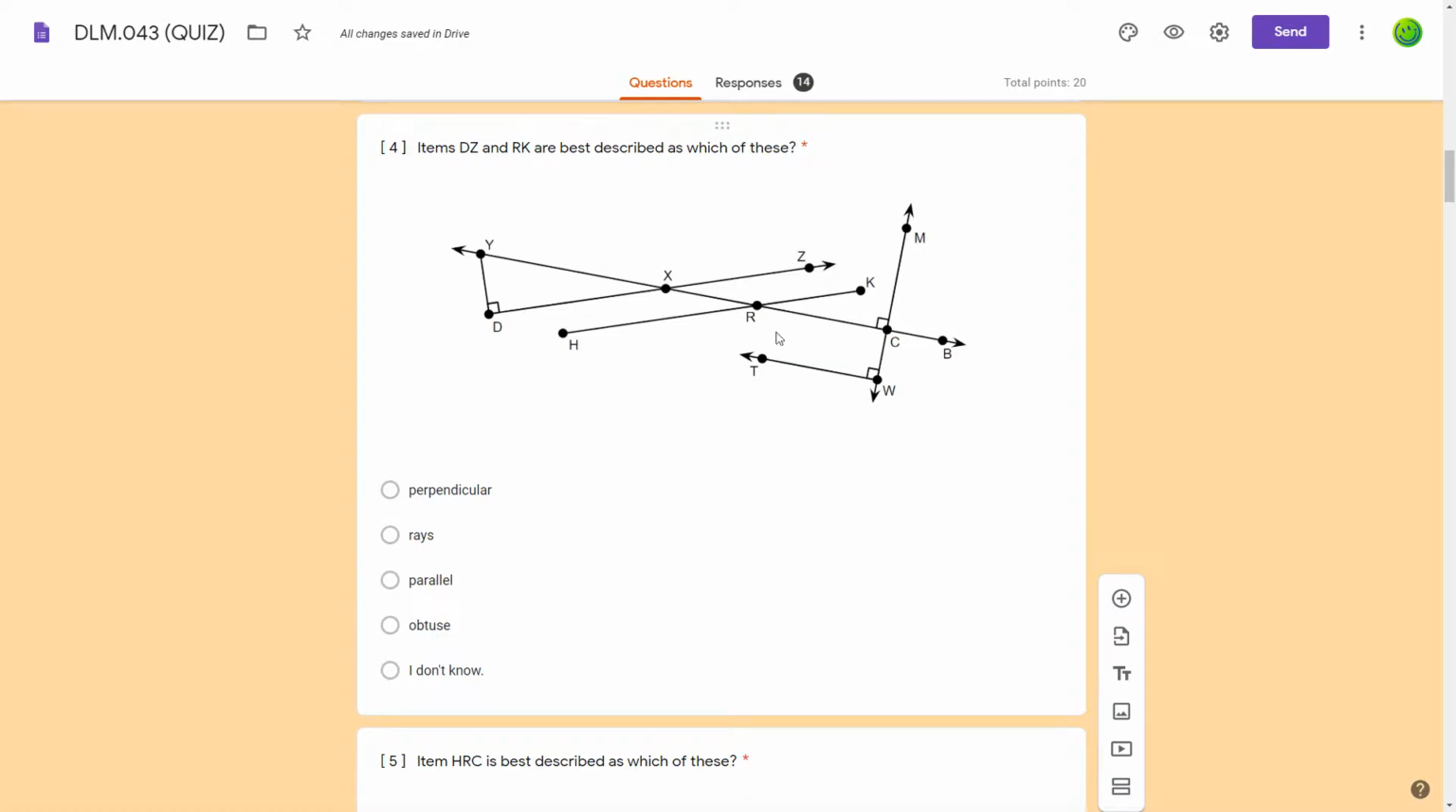And RK, R to K is another second thing. So they're saying, what would you call these two things? Well, they're different because this D to Z is a ray and R to K is a line segment. So are they perpendicular to each other? No. Are they both rays? No. Are they parallel? Yes, they are parallel. And are they obtuse? No. So the answer was parallel. DZ is parallel to RK.